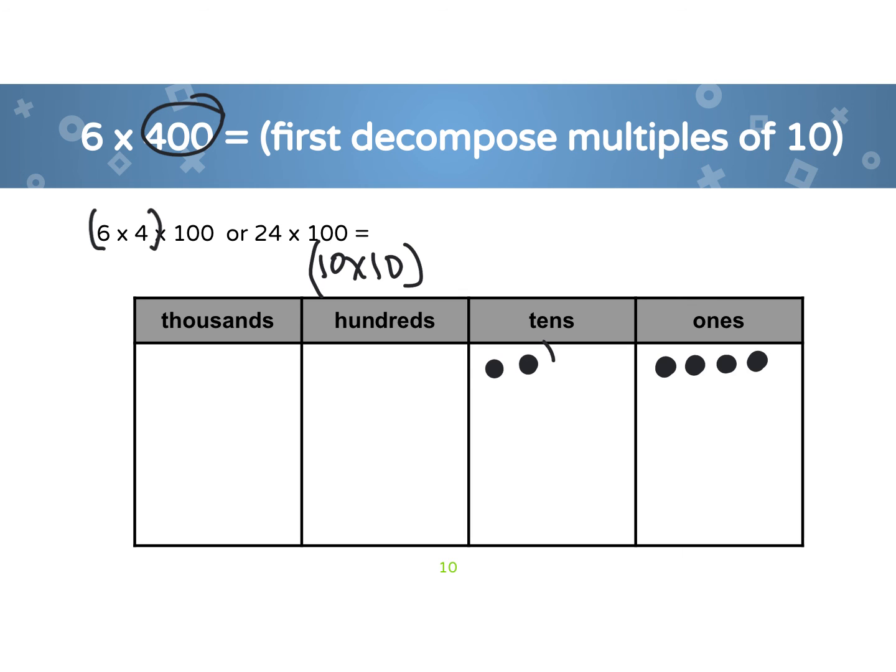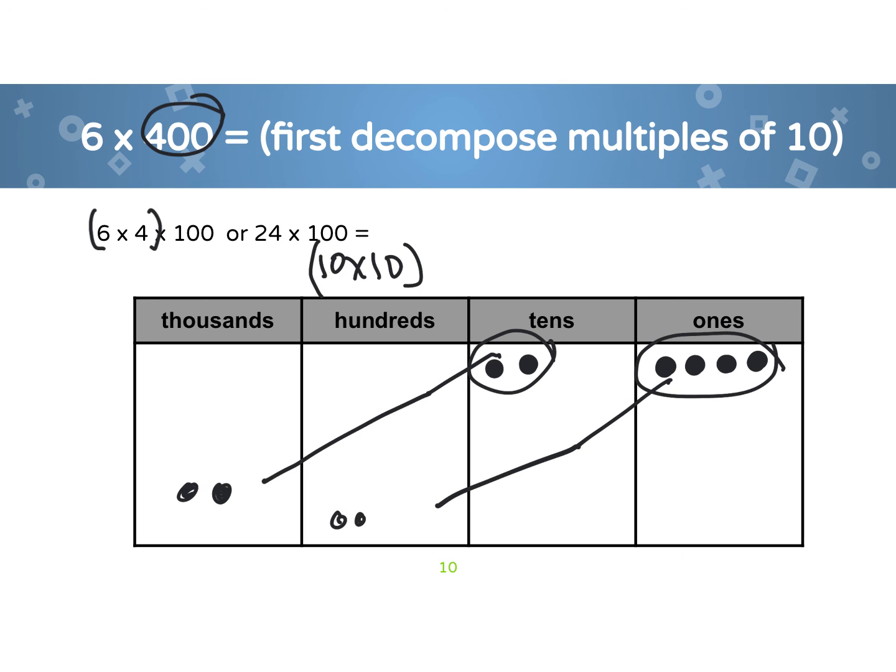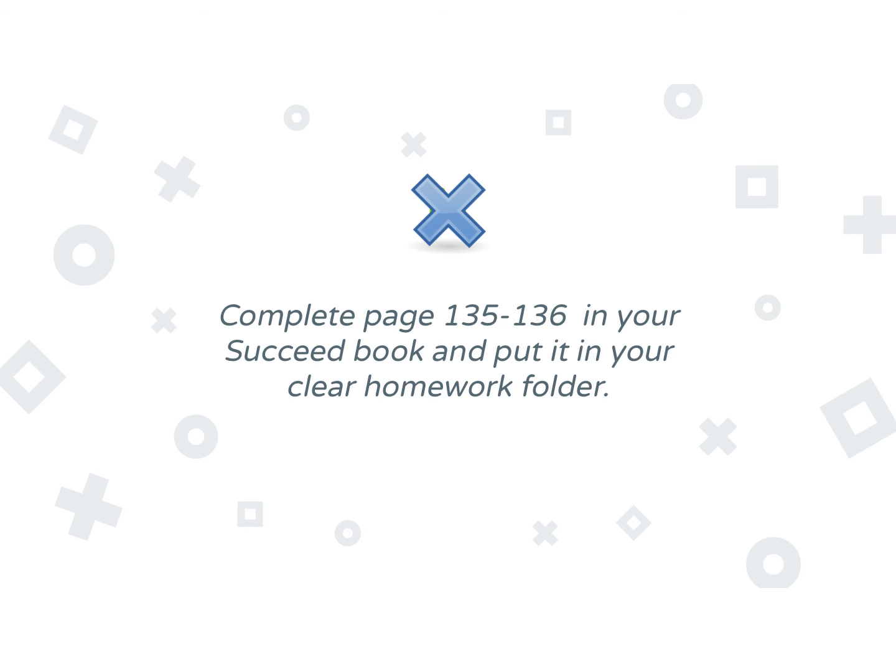Okay, right here we have 2 tens times 10 times 10, and then we're going to have 2,000. And here we have 4 ones times 10 times 10. So now we have 400, and so we know that our answer is going to be 2,400.